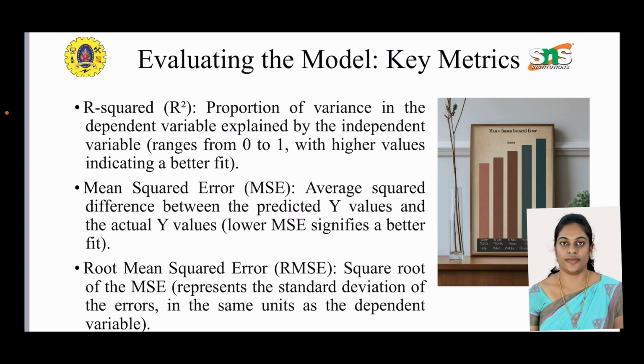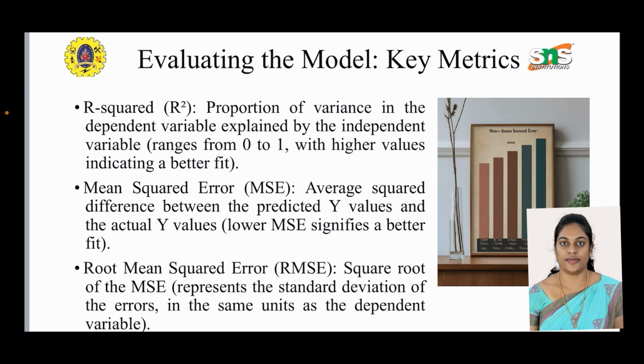Next is evaluating the model metrics. So we have a fitted line, but how good it is, that is the main point. Here we use a few metrics to assess this performance. First one is R squared. This value is between 0 and 1, and tells us how well the regression explains the variation in house price. A higher R squared, closer to 1, indicates a stronger linear relationship between house size and price.